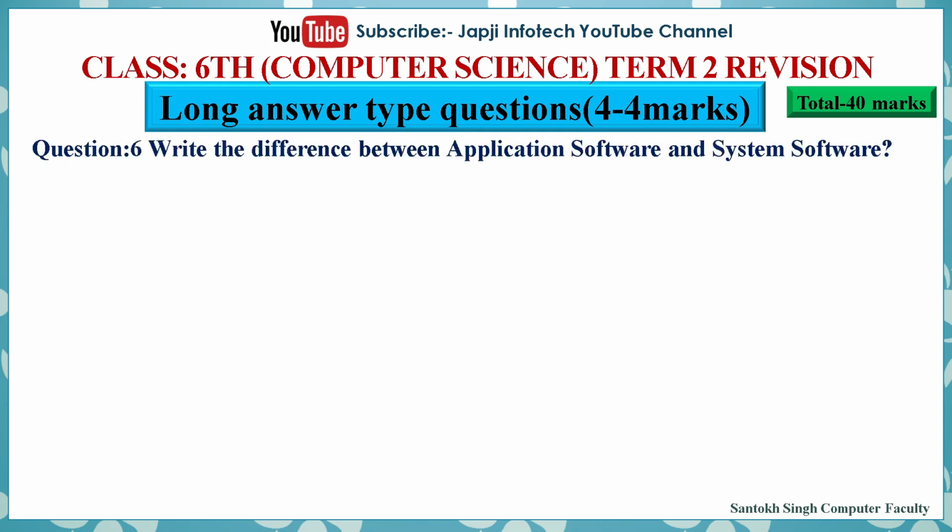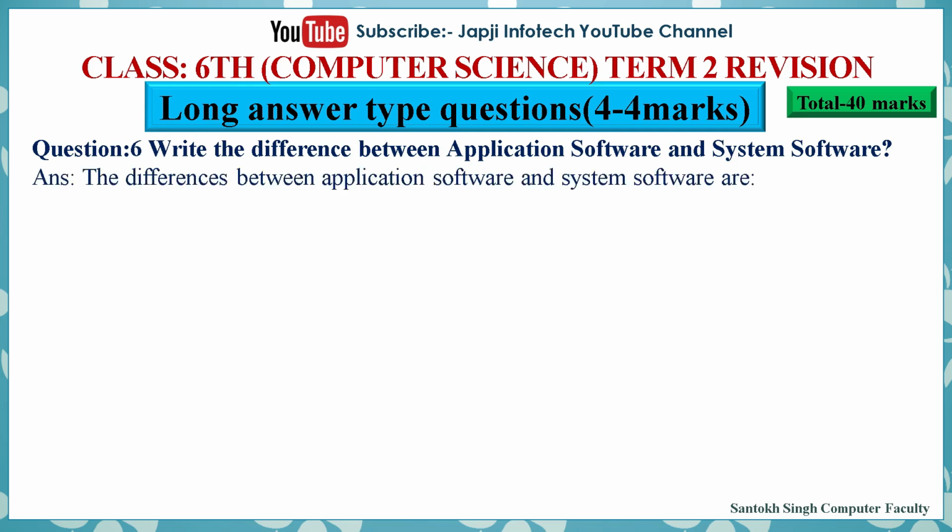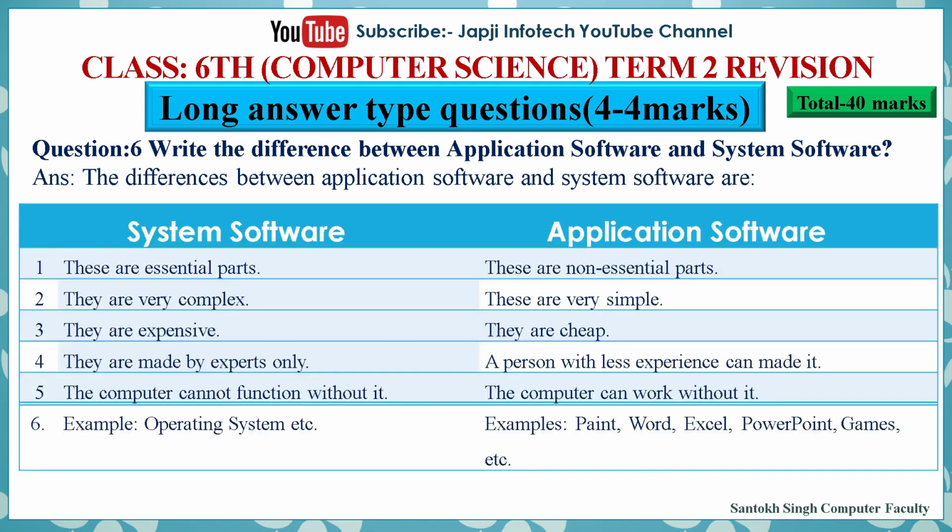And the sixth question is, write the difference between application software and system software. So the differences between application software and system software are, system software is an essential part, whereas application software is a non-essential part.